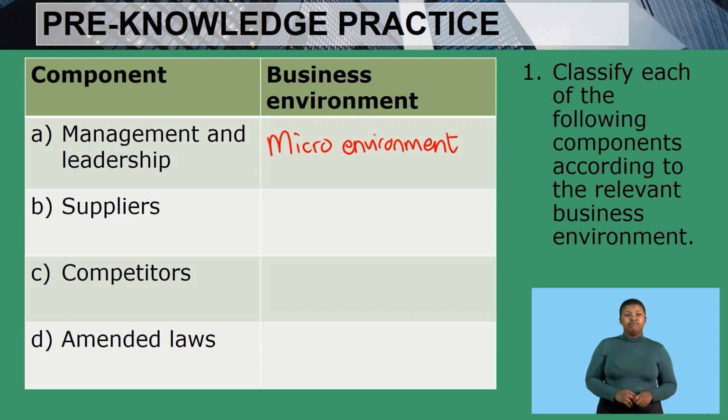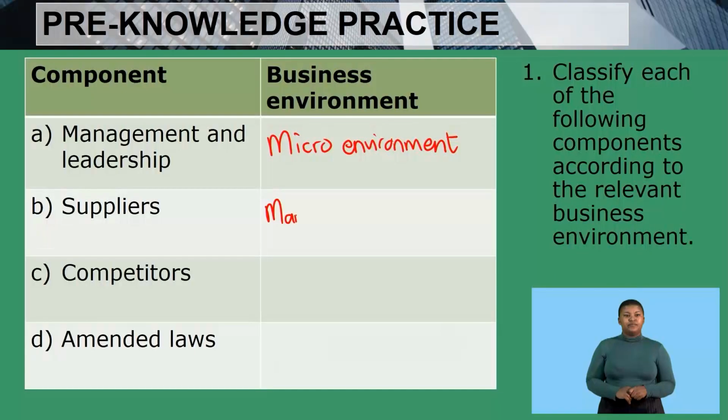B is our suppliers. And suppliers, of course, is one of the components in the market environment. So this is our environment here, the market environment. So let me just write it here. There you go. Okay. C. What is competitors? Let's think, all right, competitors is one of our components in the market environment. So again, our answer will be market environment.